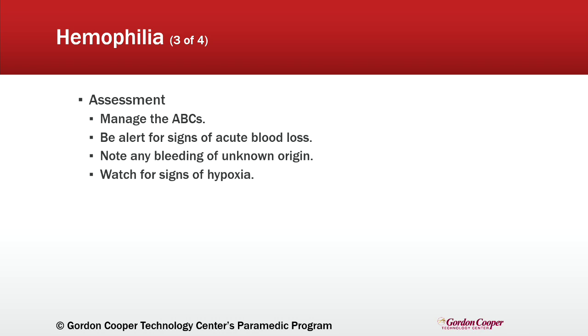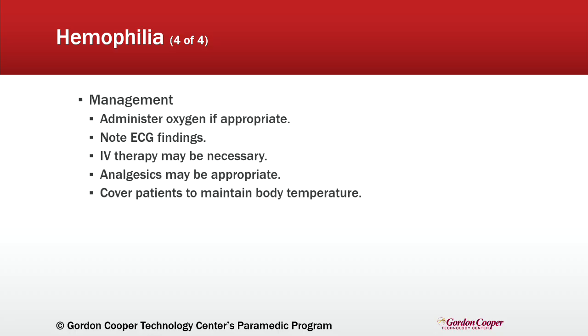Assessment, of course, is going to be a good evaluation of the ABCs and to be on the lookout for signs of acute blood loss. Pay particular attention to any bleeding of unknown origin and watch for developing signs of hypoxia. Administer oxygen as necessary. Remember to keep an eye out and note any abnormal EKG findings. Treat symptomatic dysrhythmias according to that particular protocol and provide IV therapy if required. Analgesics may be appropriate for pain relief with these patients if needed. Not all of them will need it. Keep patients covered to maintain their body temperature.